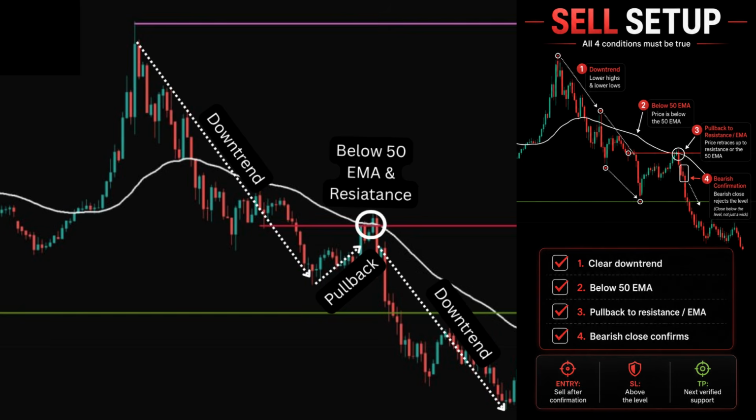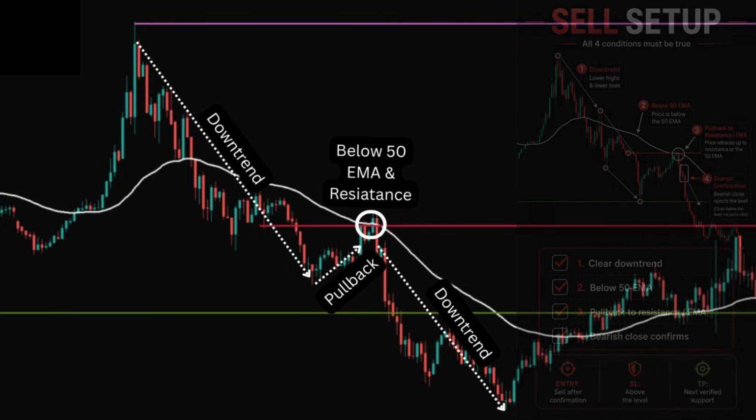4. 1 or 2 bearish candles rejecting the level. Not a wick, a close. Stop above the level. Target at the next verified support below. If one condition is missing, I do nothing.